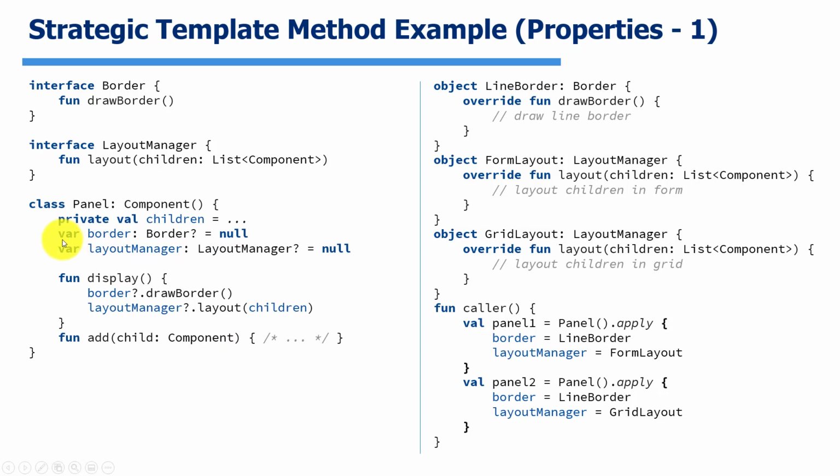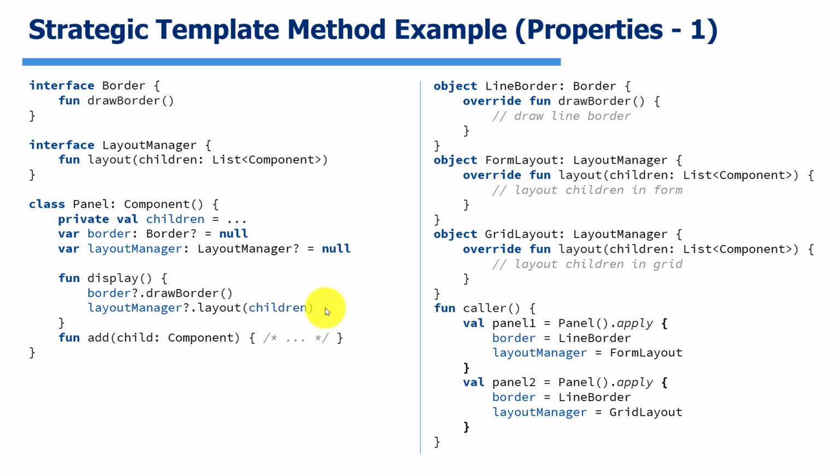To do that, we have properties for border and layout manager here that we can actually just pass in. Note that I'm setting these both up as initialized to null. So I'm saying don't use a layout manager, don't use a border. Probably not a good idea to not have a layout manager, but hey, if somebody doesn't want to lay out the kids, they don't have to. Our display function, again, this is our template method. It is going to say, if I have a border, call draw border. If I have a layout manager, call layout. Boom, nice and simple. We don't have to create any subclasses.